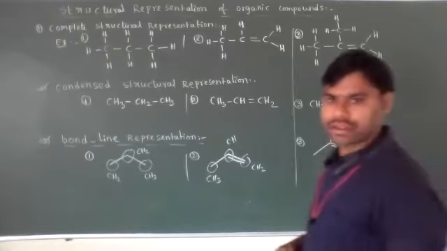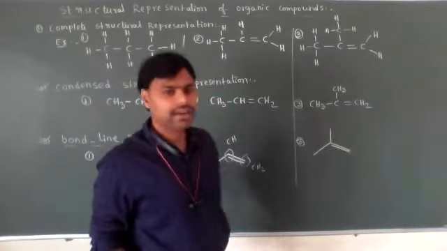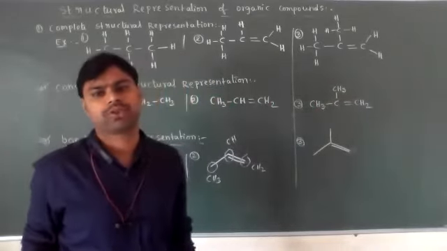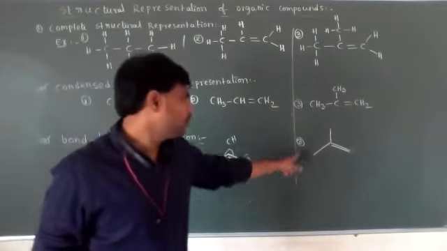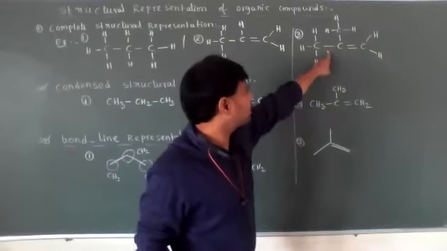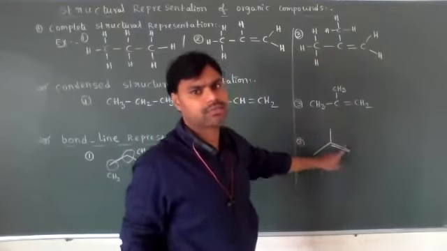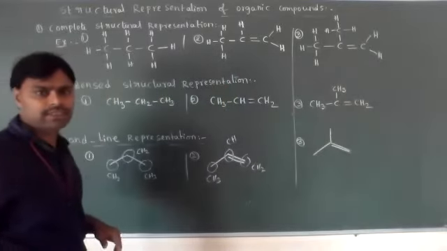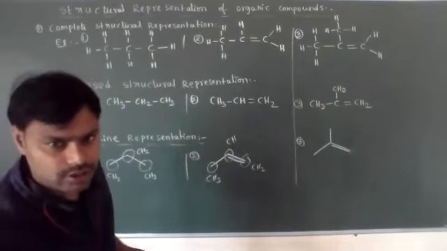Now understood? So this is nothing but 2-methyl propene. Actually that is the name. So for 2-methyl propene, this is the complete structural representation, this is the condensed representation, and this is the bond line representation. Understood? Anybody have doubts?